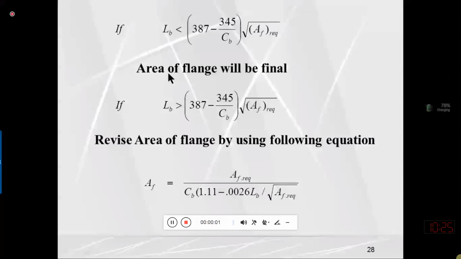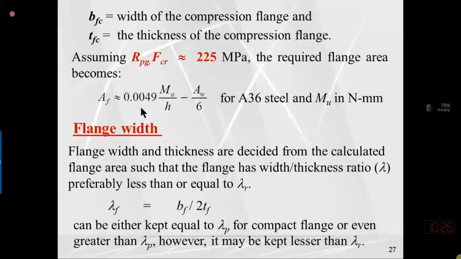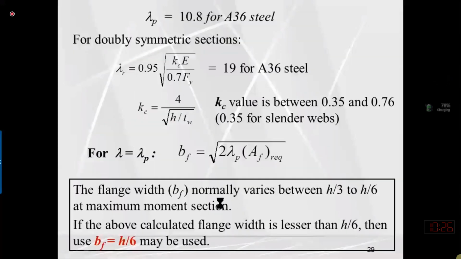Than this parameter, we will compute the updated area of the plate by using this equation. The area of plate required is previously determined by this equation. So once we have determined the area of the plate, we are equating the lambda f value, which is equal to bf over 2tf, with lambda p to compute the width of the plate.